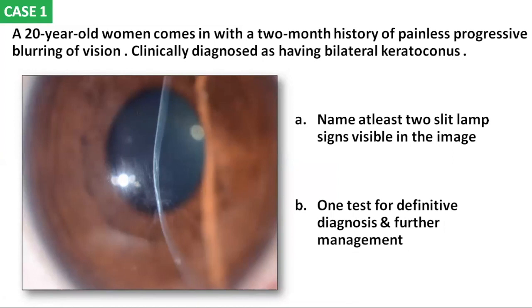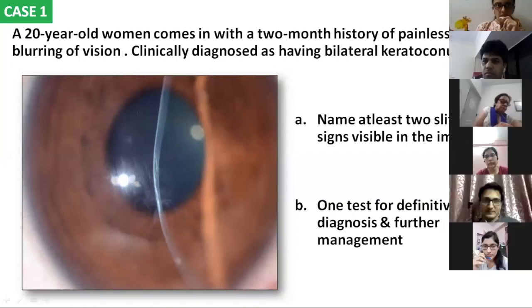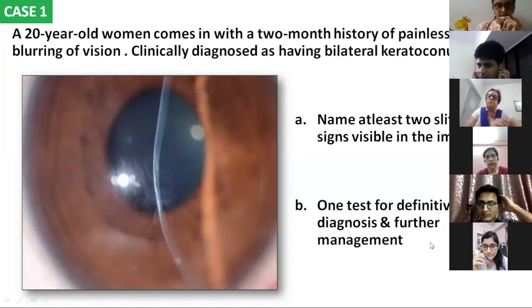The definitive diagnosis would be corneal topography, and further management, since it is progressive, we could give C3R a chance. And there is scarring, so depending upon the involvement, we could go for penetrating keratoplasty. Avinash sir, madam, are you satisfied with the answer?